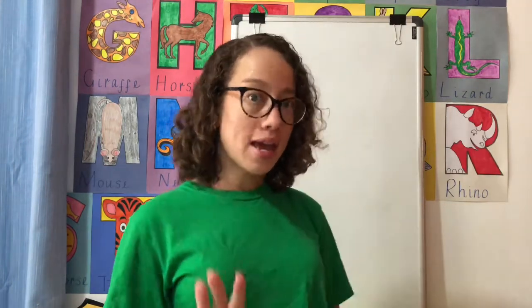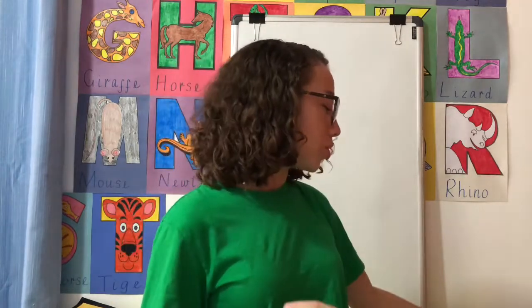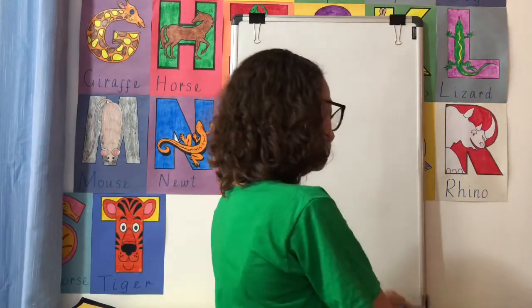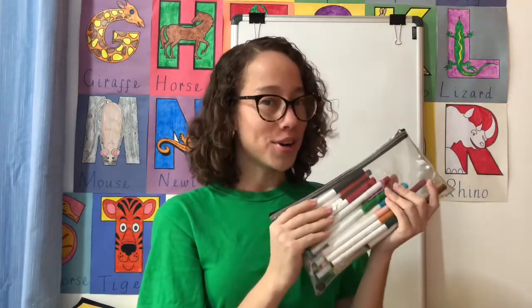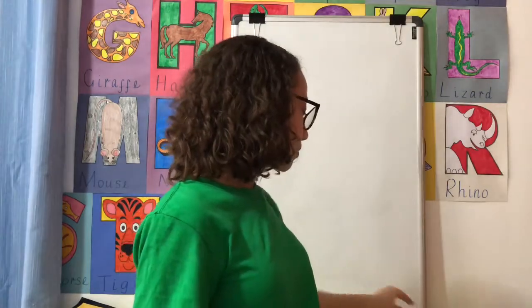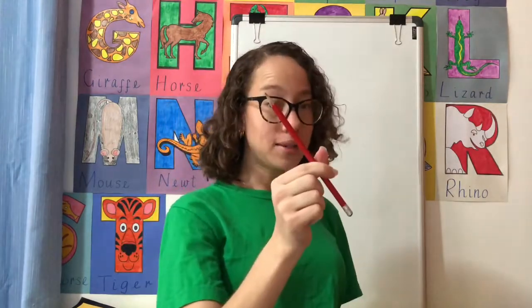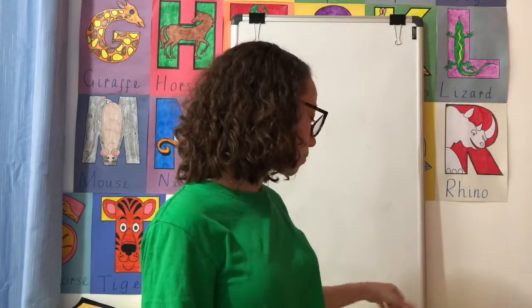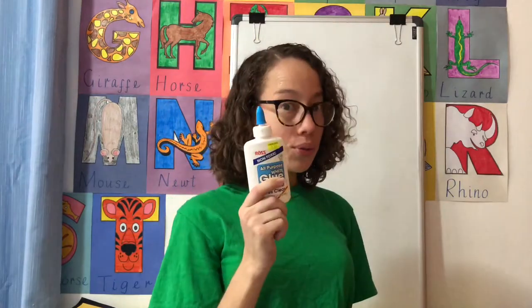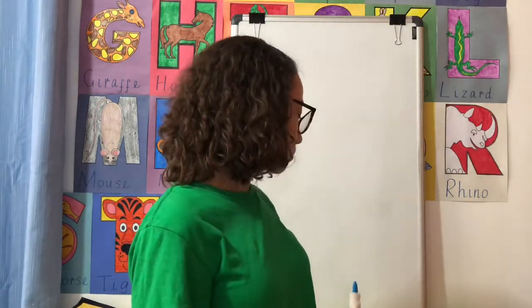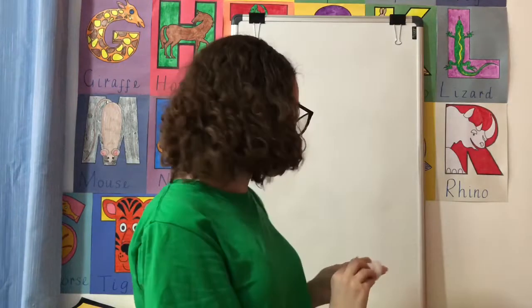Now, before we get started, I would like you to make sure you have a couple of things, so pay attention. Make sure you have markers, a pencil, glue, some cotton wool. It doesn't have to be the cotton wool balls, it could just be the strips, that's fine.